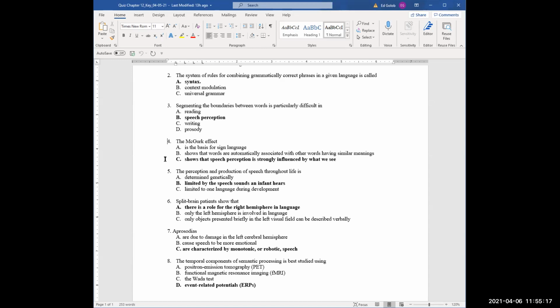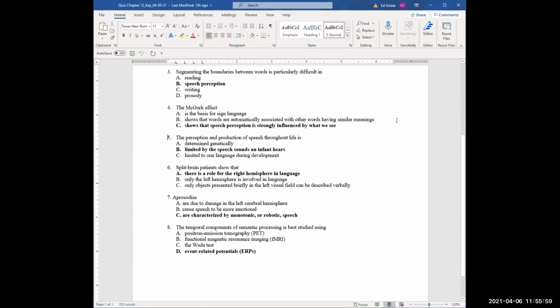So the McGurk effect isn't the basis for sign language. Sign language, of course, uses visual information. And by the way, it's a full-blown language in and of itself. It has syntax, semantics, prosody, and all the rest. But nonetheless, the McGurk effect doesn't form a basis for it. And let's see, it shows that words are automatically associated with other words having similar meanings. That's also not the McGurk effect. That relates to semantic memory and the organization of semantic memory. So when you think about the word huge, maybe the word ginormous is also associated with that. So for the McGurk effect, you want to go with C.